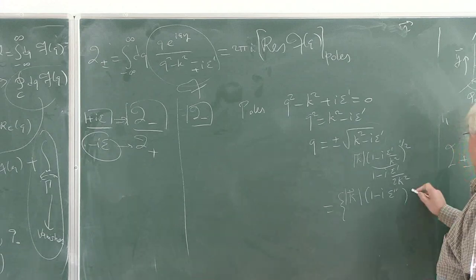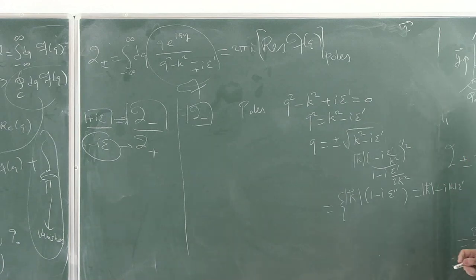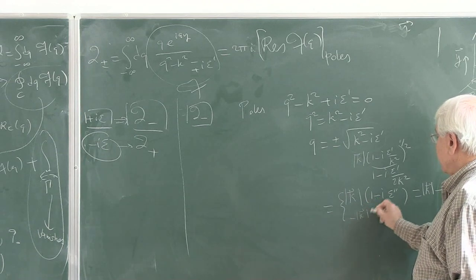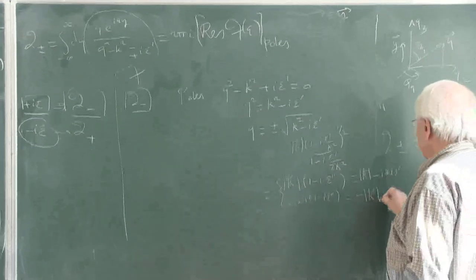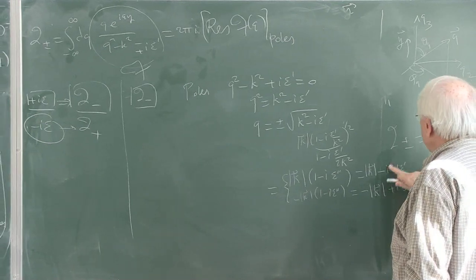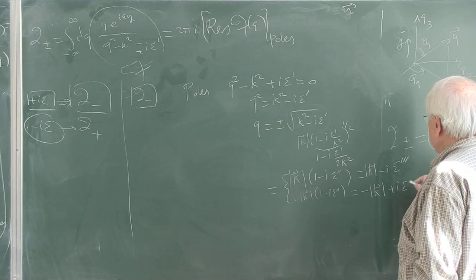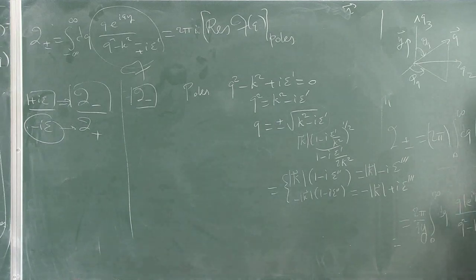Or k minus i k epsilon. That's the first root. The second root is minus k times (1 minus i epsilon double prime), which is minus k plus i epsilon. As a matter of fact, I will write it as epsilon triple prime. You see how many primes I have. There are so many epsilons, line after line, all the way. It's a small thing. So these are the poles that I have for the I minus, mind you.